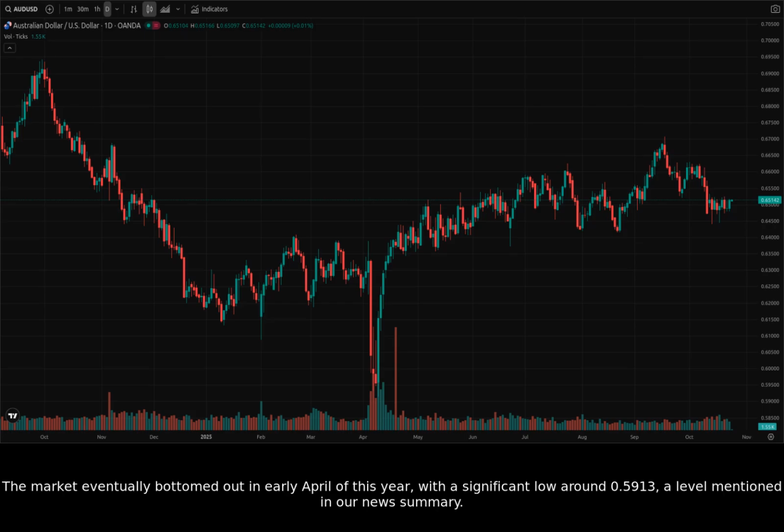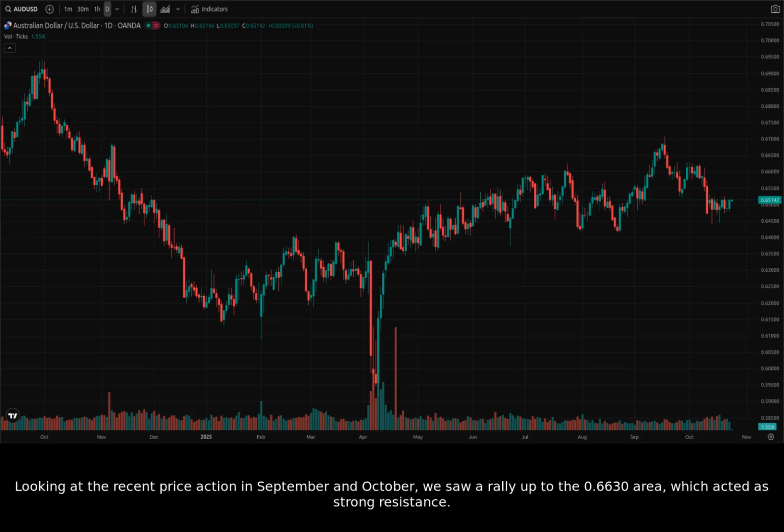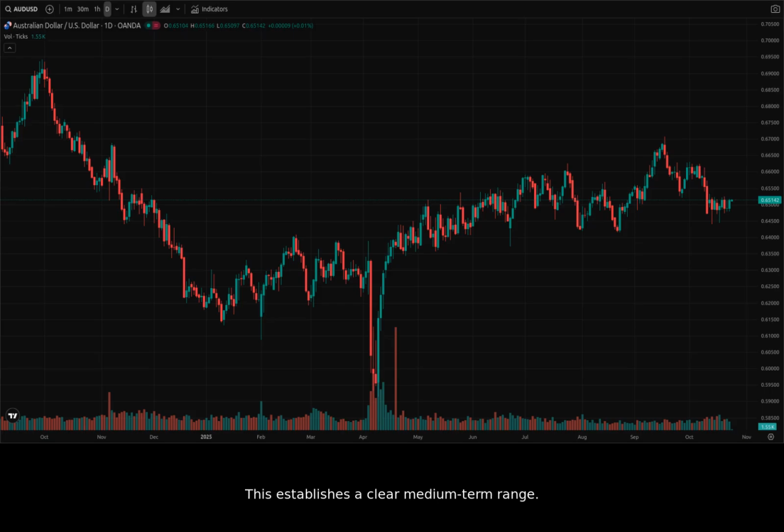The market eventually bottomed out in early April of this year, with a significant low around 0.5913, a level mentioned in our news summary. That 0.59 level now stands as a critical long-term support floor for the pair. Since that April low, the price has managed to stage a recovery, climbing back into the range we are in today. Looking at the recent price action in September and October, we saw a rally up to the 0.6630 area, which acted as strong resistance. The price was rejected from that level and has since fallen back to where we are now, trading just under 0.65. This establishes a clear medium-term range.